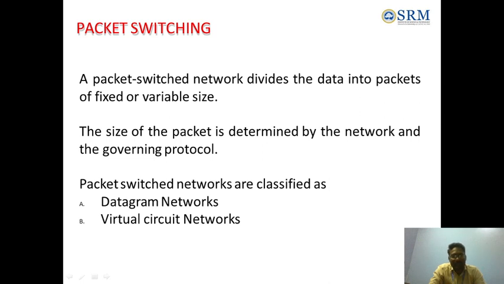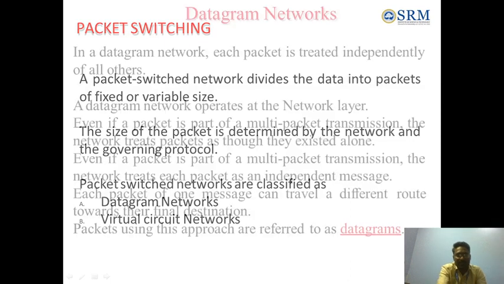So how this packet switching occurs in the network is that we can divide the data into packets of fixed or variable size. Based upon the size of the packet, which is determined by the network and the governing protocol, we can classify the packet switching network under two categories: datagram networks and virtual circuit networks.